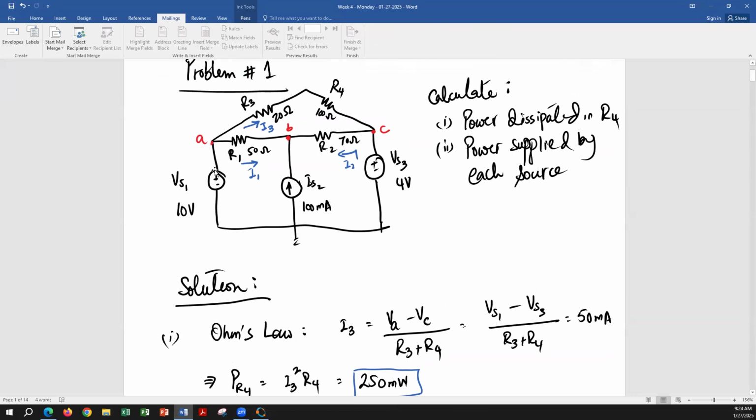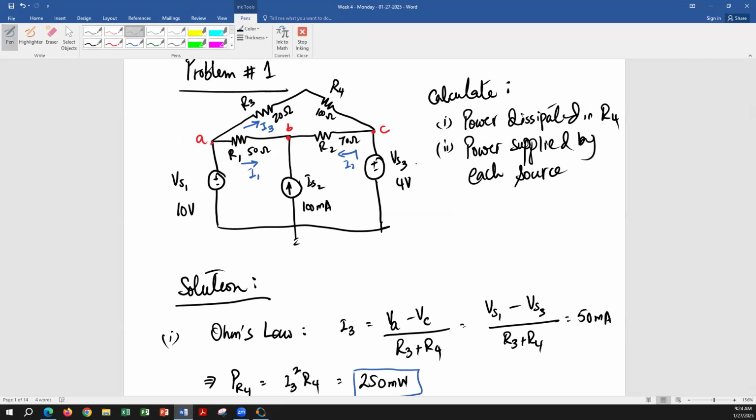All right, guys. Now the question is, how are we going to calculate the second part? Power supplied by each source. Who's going to tell me that? Okay, so we have to find VB. This current is I2 here. This current is IS3. And then this current is IS. So we have to find VB.